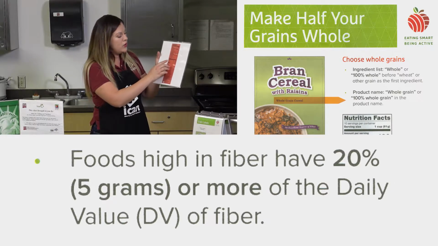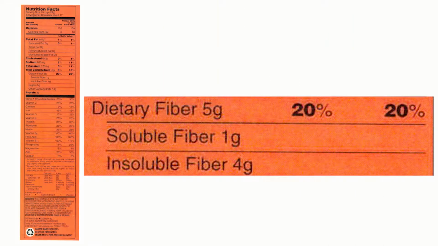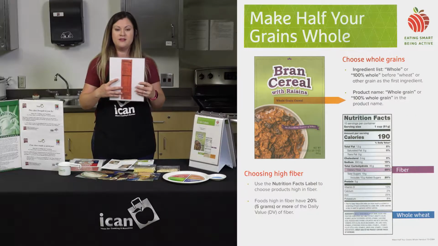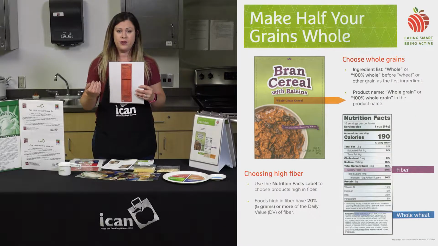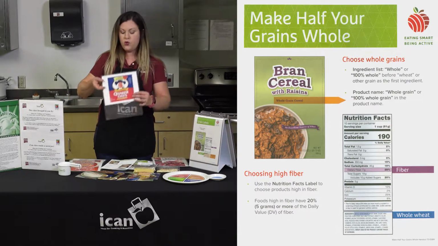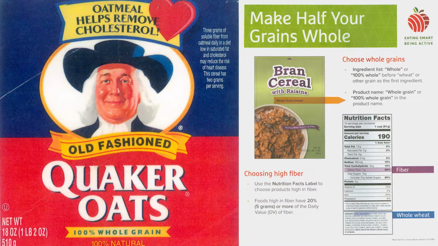So if we go to our dietary fiber right here on our nutrition facts, it says 5 grams and our daily value percentage is 20%. So this confirms to us that it is an excellent source of fiber because 20% or more is high, if we can remember from our Plan, Shop, and Save lesson. I do want to show another example of whole grain, and this is a different type of grain. This is our oats.